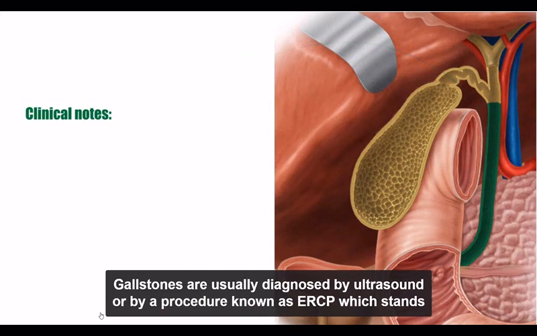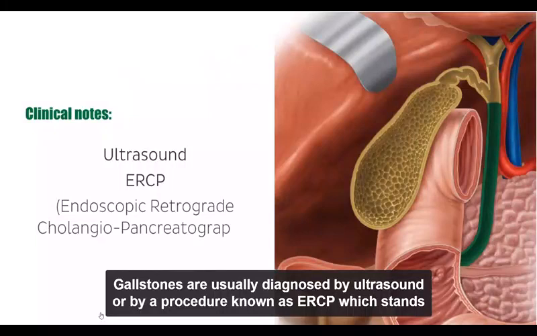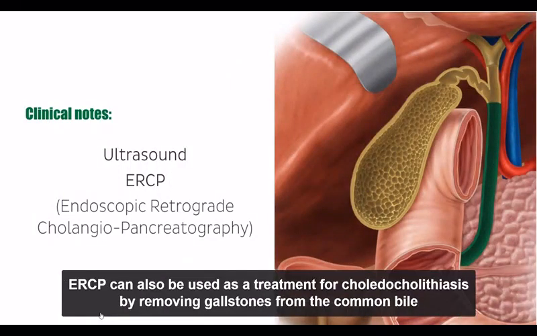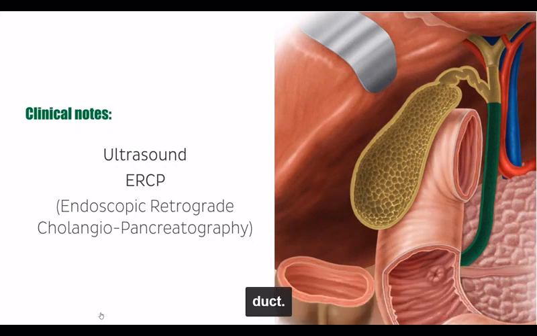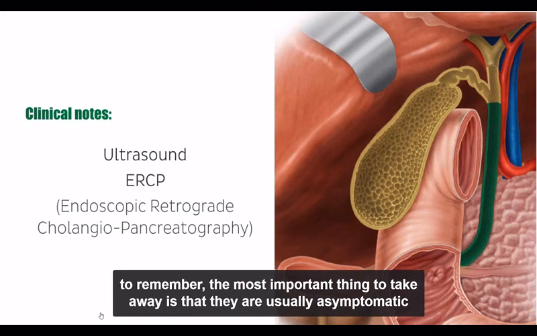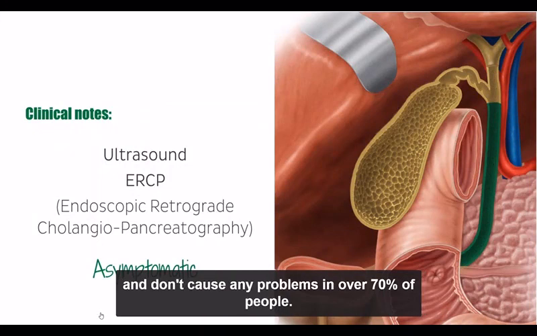Gallstones are usually diagnosed by ultrasound or by a procedure known as ERCP, which stands for endoscopic retrograde cholangiopancreatography. ERCP can also be used as a treatment for choledocholithiasis by removing gallstones from the common bile duct. So while gallstones may cause a lot of different conditions with difficult names that are hard to remember, the most important thing to take away is that they are usually asymptomatic and don't cause any problems in over 70% of people.